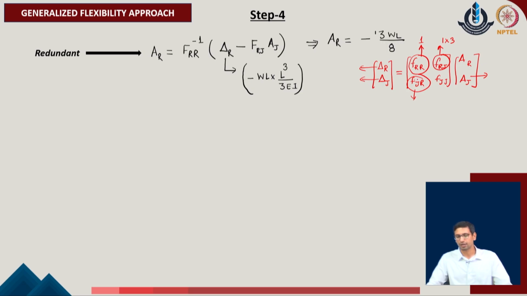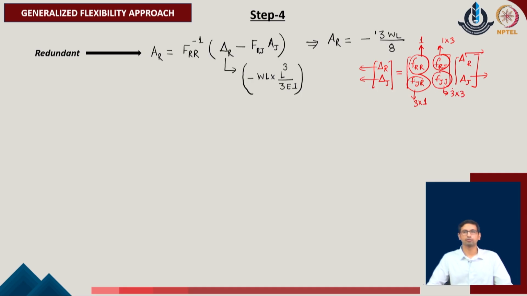and it will include the corresponding system with respect to A of R, which is the single force value in the direction of the redundant. So this will have 3 rows and 1 column. And finally, F of JJ, which has the 3 values corresponding to the given joint displacements, defined in terms of the 3 forces in the direction of these joint deformations, will have a size of 3 cross 3.